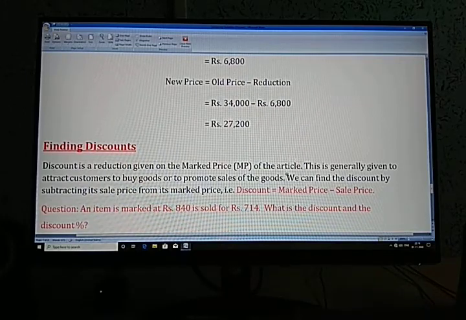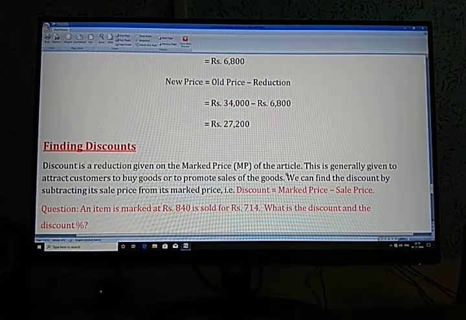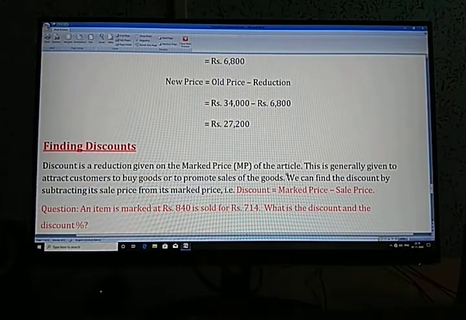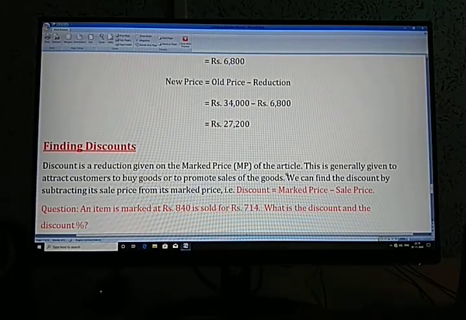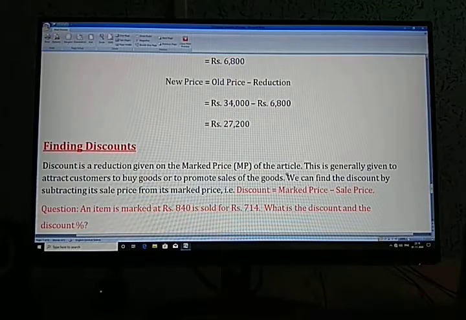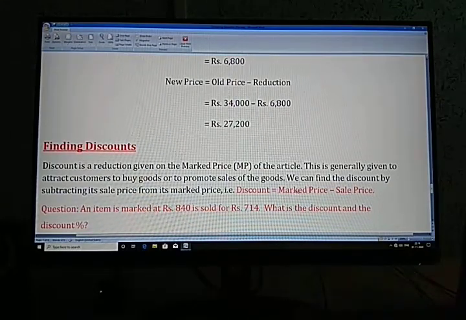Now we can find the discount by just subtracting the sale price from the marked price. Sale price is nothing but the price after discount. That is the sale price, and marked price was the original price. That means, say, a 20% discount on a 100 rupees item means 20 rupees has been deducted from it. So the sale price will be 80 rupees. So the formula is also given: discount is equal to marked price minus sale price.